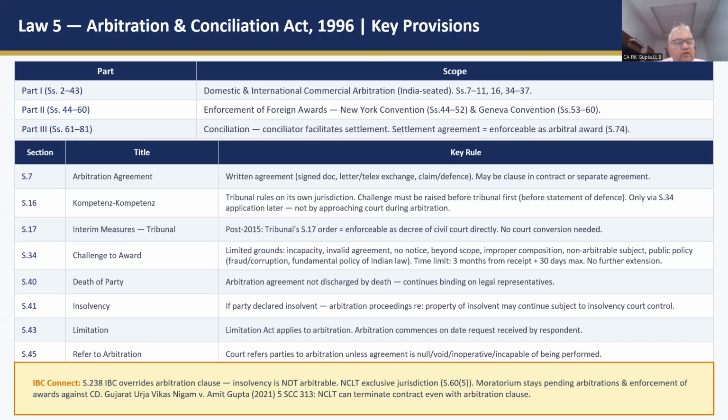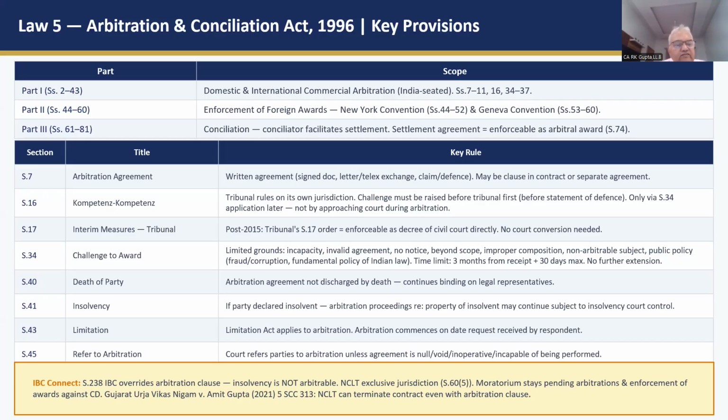Section 16 talks of competence. So the tribunal rules on its own jurisdiction. A challenge must be raised before the tribunal first and before the statement of defense, only via a Section 34 application later, and not by approaching the court during arbitration. So the tribunal rules on its own jurisdiction, and the challenge must be raised before the tribunal first.